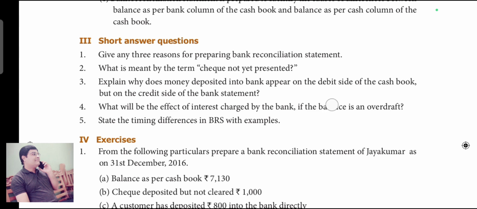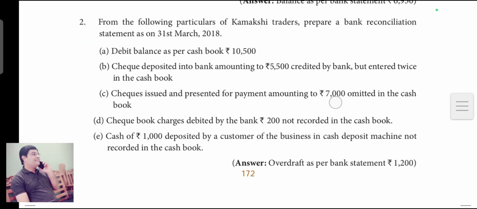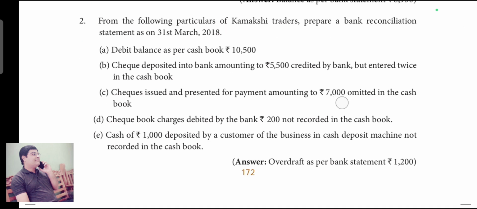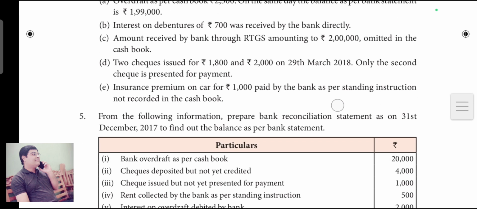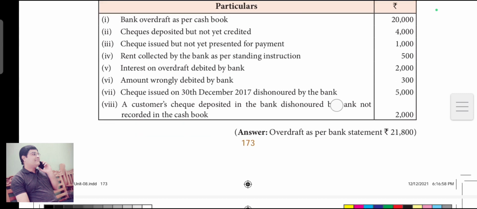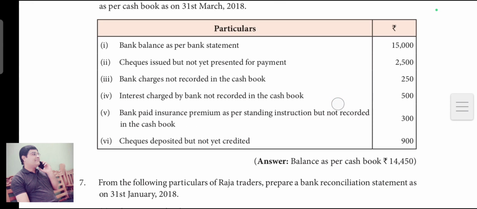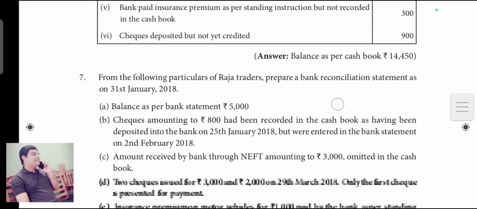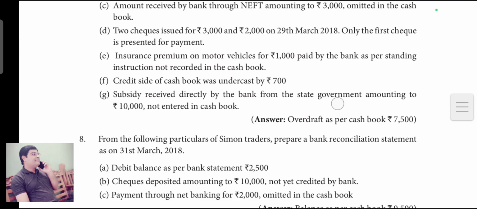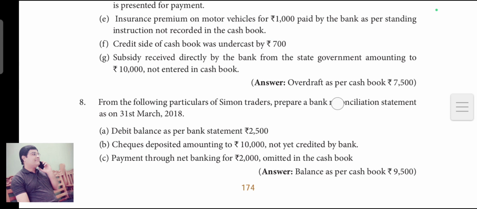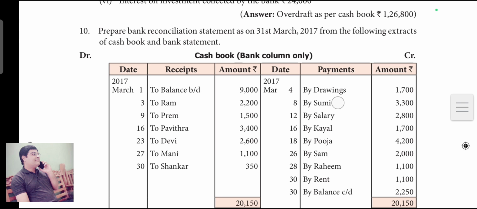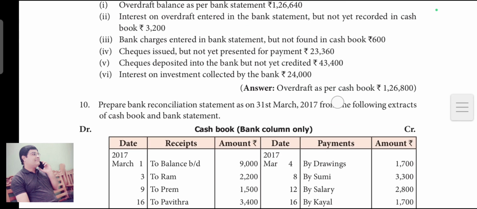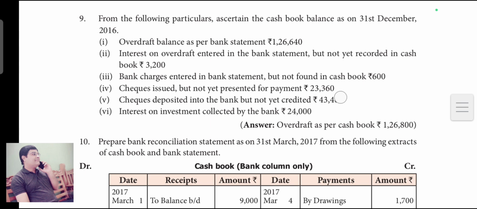In exercise sum number 1, sum number 2, then sum number 6, sum number 7, 8, and 9 are the important for 3 marks, 5 marks, and 2 marks all.